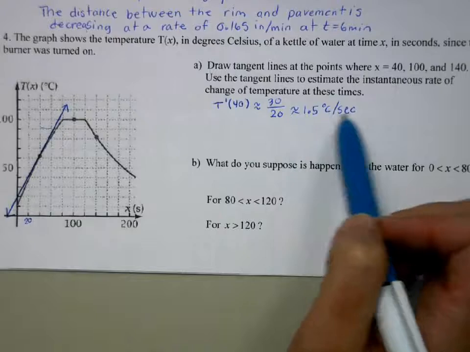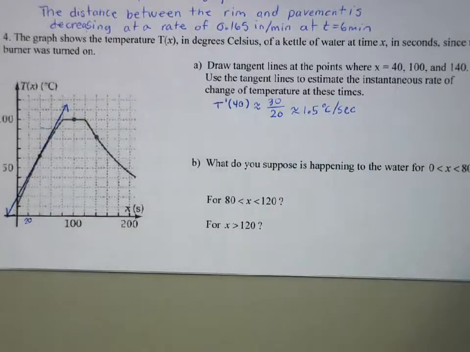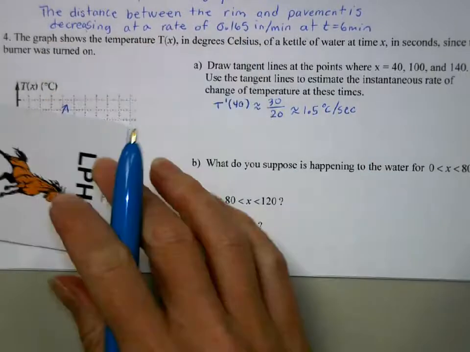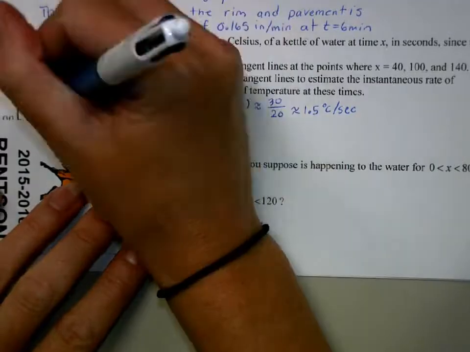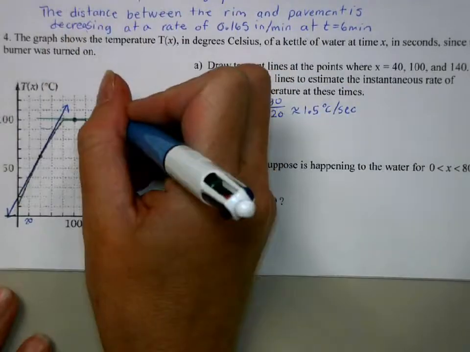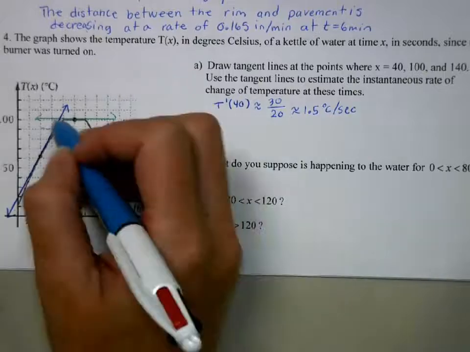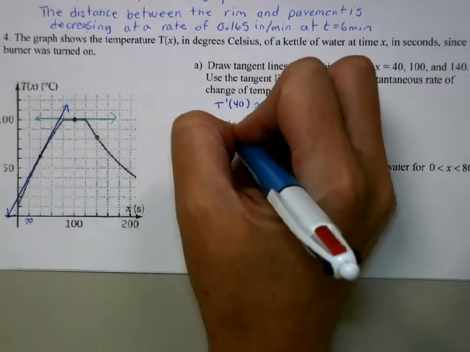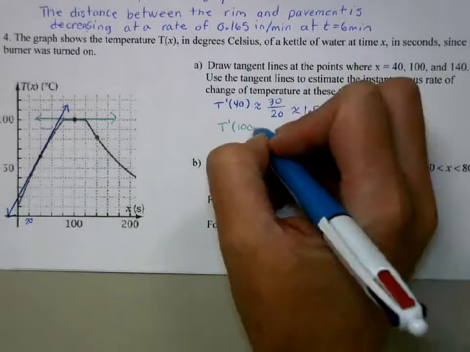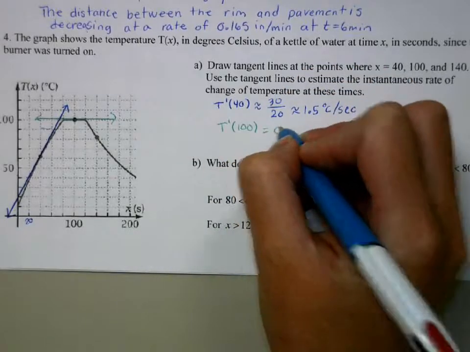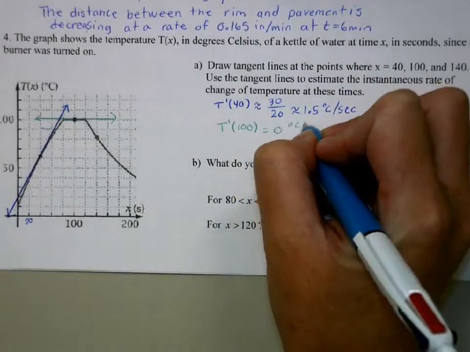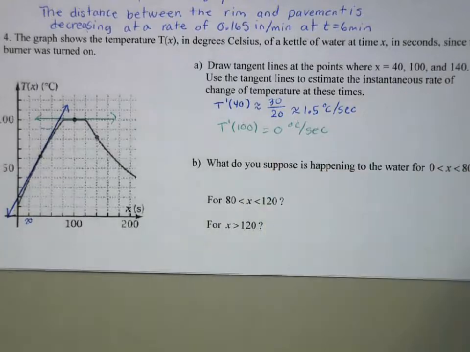What about at 100? Well, the slope there, we've reached 100. It's not going to go above 100 because when water boils, it hits 100 degrees and it stays there while it's boiling. It doesn't get any hotter. So T'(100) is going to be 0 degrees Celsius per second. There is no change in the temperature. The temperature is remaining constant.